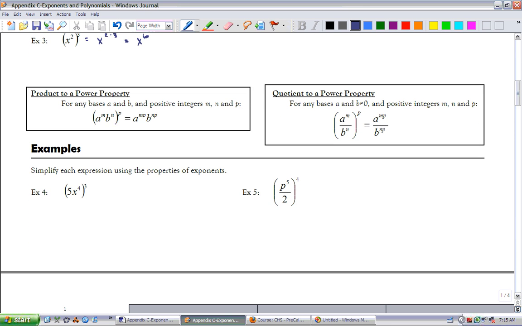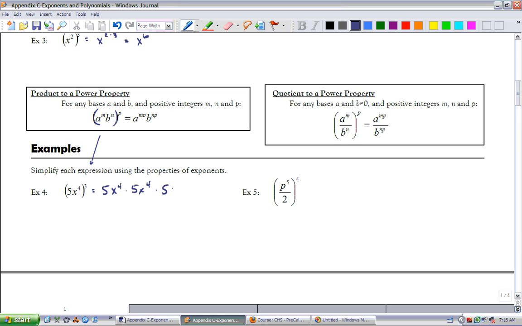Product of a power. Here, if we take a quantity to a power, what we can do is take each base and multiply that out. Now, part of the reason for that, I'll explain when we use it in this example. We'll do it right now. If I'm cubing 5x to the 4th, really what you're doing is taking 5x to the 4th times itself 3 times. That's what it means to cube something.